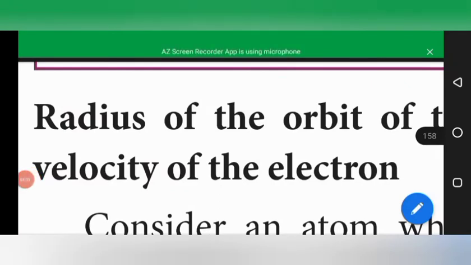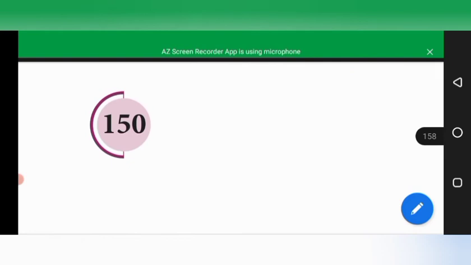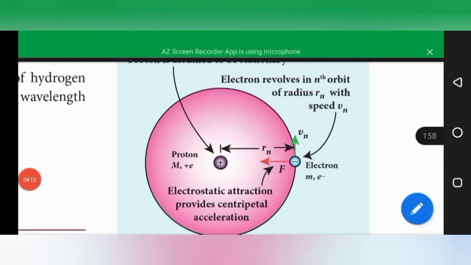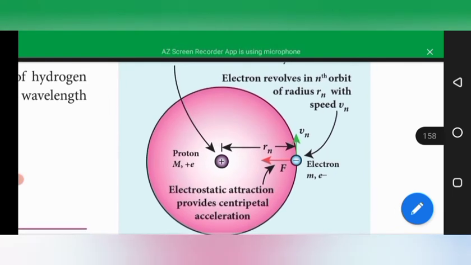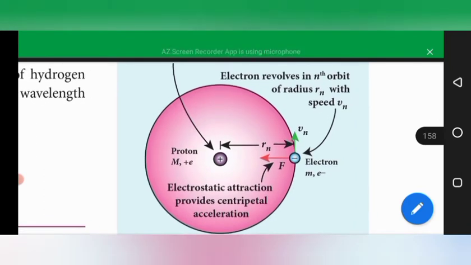The next one is the radius of the orbit and the velocity of an electron. This is the picture. Let us consider an atom which contains the nucleus at rest and an electron revolving around the nucleus in a circular orbit with radius Rn. The nucleus is made up of protons and neutrons. The protons are positively charged and the neutrons are neutral.